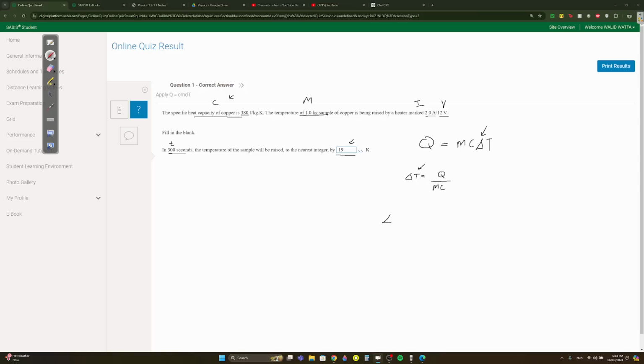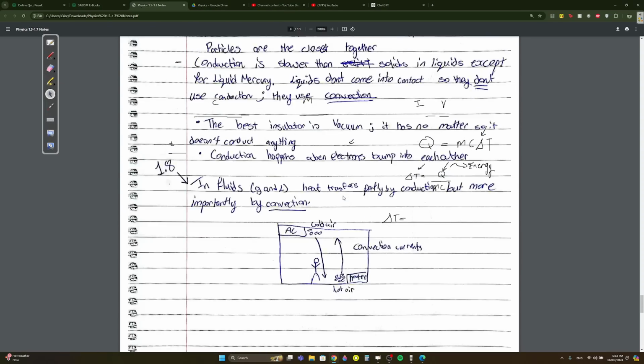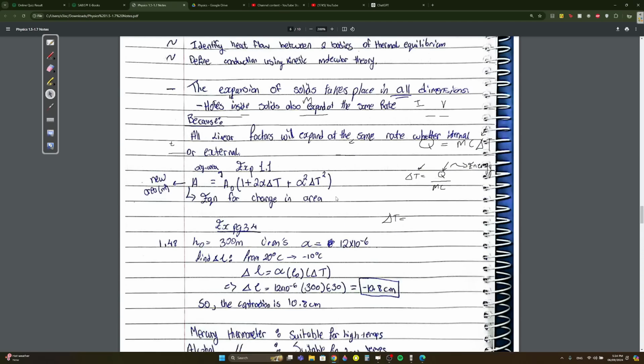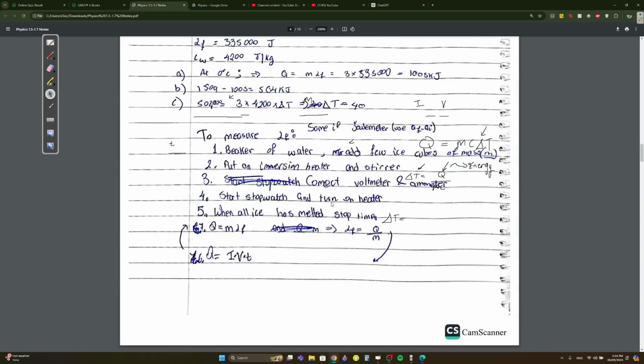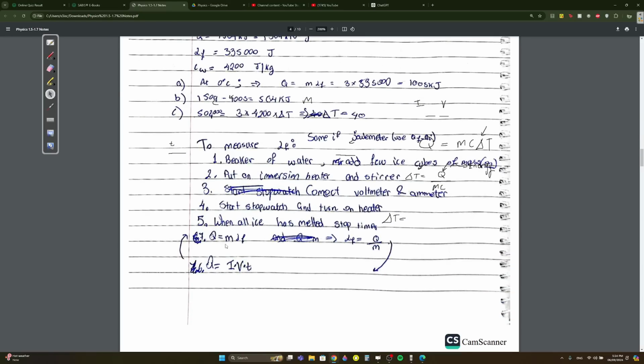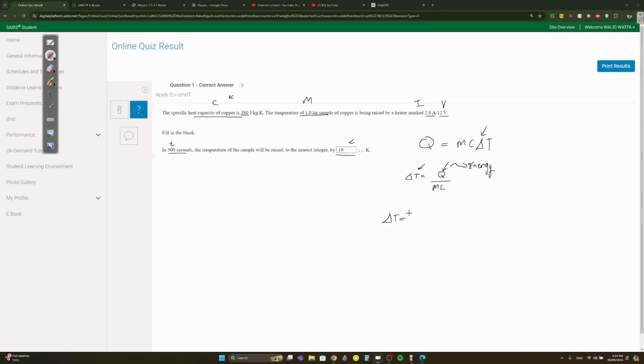Okay, let's start substituting. Delta T equals Q over MC. Do we know what Q is? Q is energy, right? And if you go back to our formulas, what did we say we can replace Q with? We can replace Q with IVT. Q is equal to IVT. Remember that. It's the product of current, voltage, and time over MC. You can memorize this directly, or I like to keep it as Q equals MC delta T, and just remember that Q is equal to IVT.